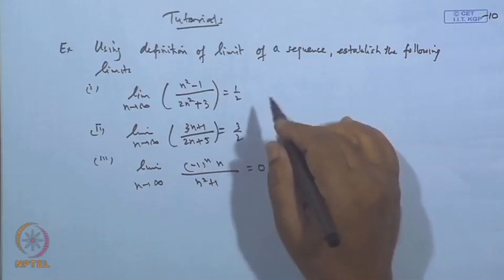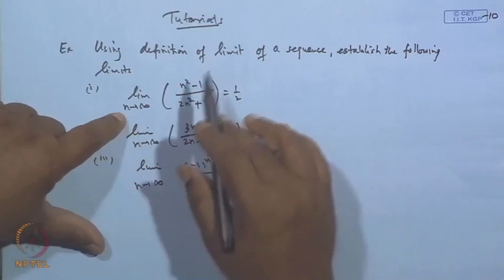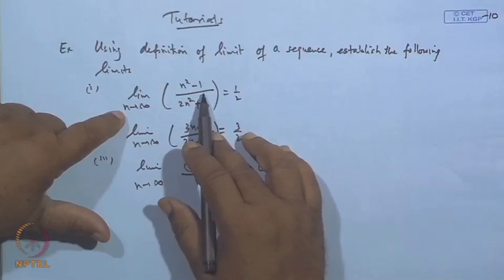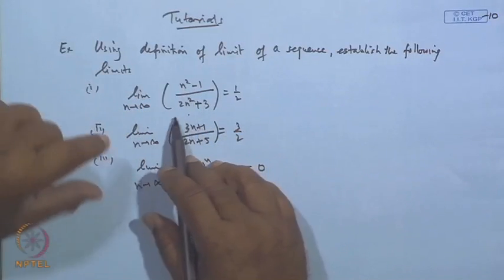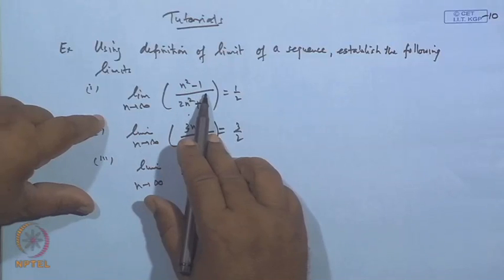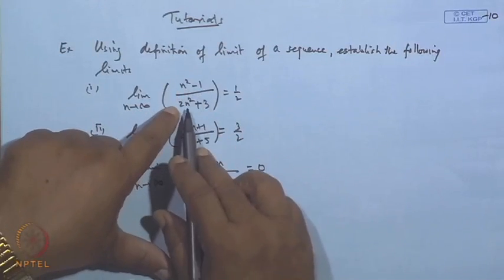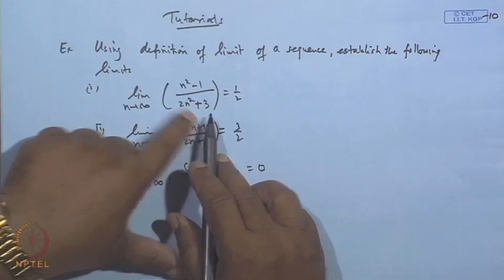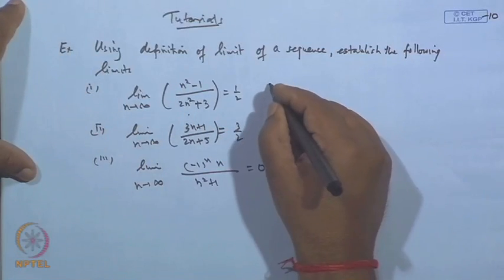Now, without the epsilon definition, we can find the limit very quickly. When n is sufficiently large and we substitute n as infinity, it is infinity by infinity, indeterminate. So, what we do is divide by n square and get 1 minus 1 by n square over 2 plus 3 by n square. So, when n is sufficiently large it becomes 1 by 2. But how to get the result?